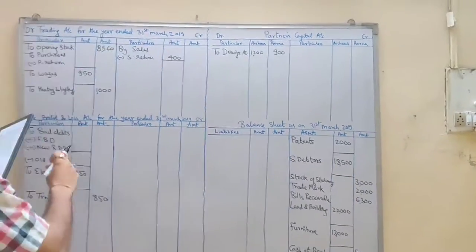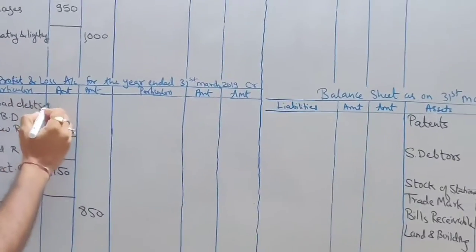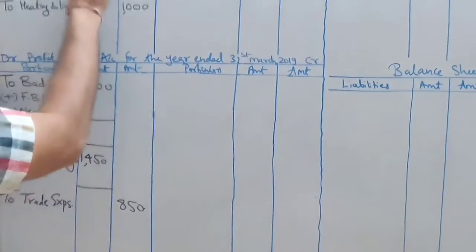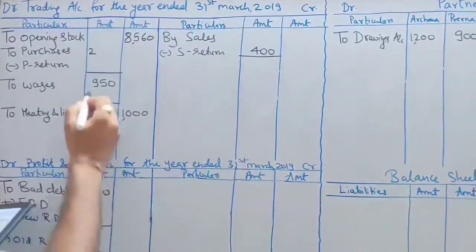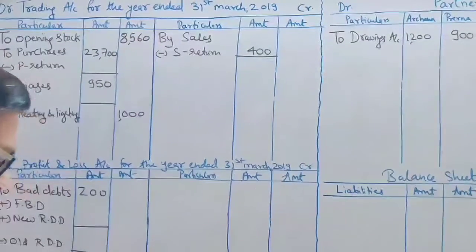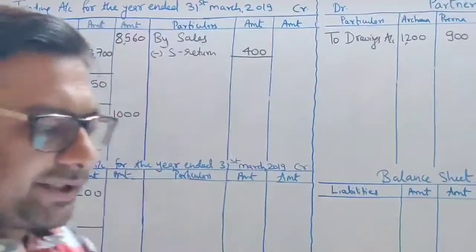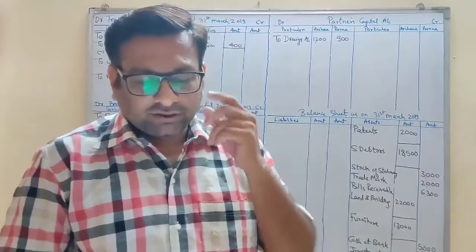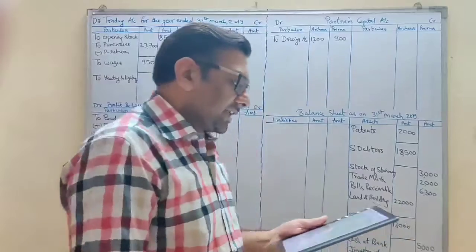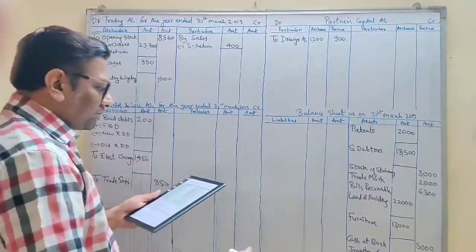Bad debts, you will write bad debts in the bad debts format, 200. Purchases, against the purchases 23,700. Fine, we are done with the debit side of the trial balance. Hope you have no questions. And now the credit side, credit balance you check.